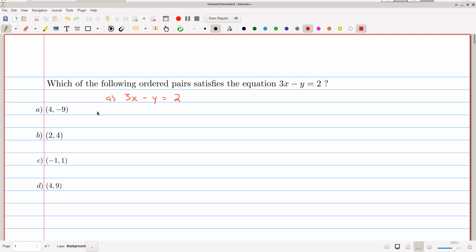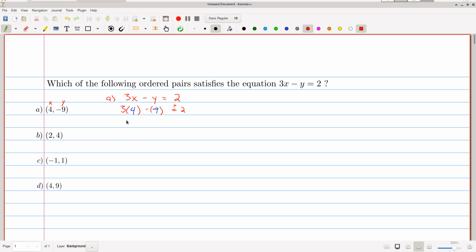Then we're going to replace the x with the x value that was given, that's 4, and replace y with the given y value, negative 9. So this becomes 3 times our x value, subtract the y value, and we want to know, does this actually equal 2?